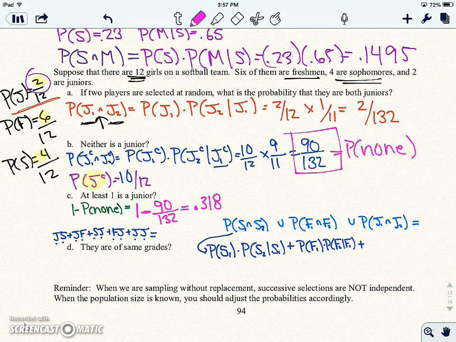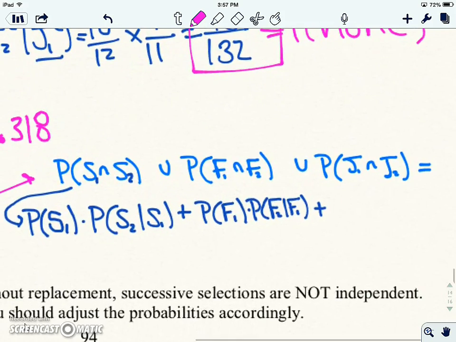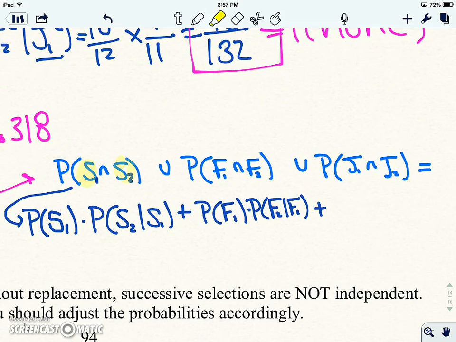Finally, it says, what is the probability that they are the same grade? So I've already started looking at it right here. They could both be sophomores, both freshmen, both juniors. This means sophomore and sophomore, freshman and freshman, junior and junior. And then this union means or. So they could be 2 sophomores or 2 freshmen or 2 juniors.